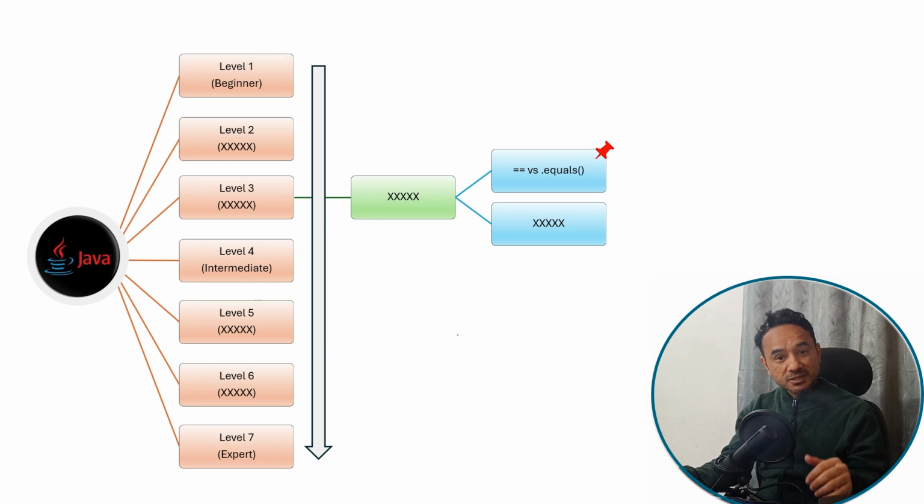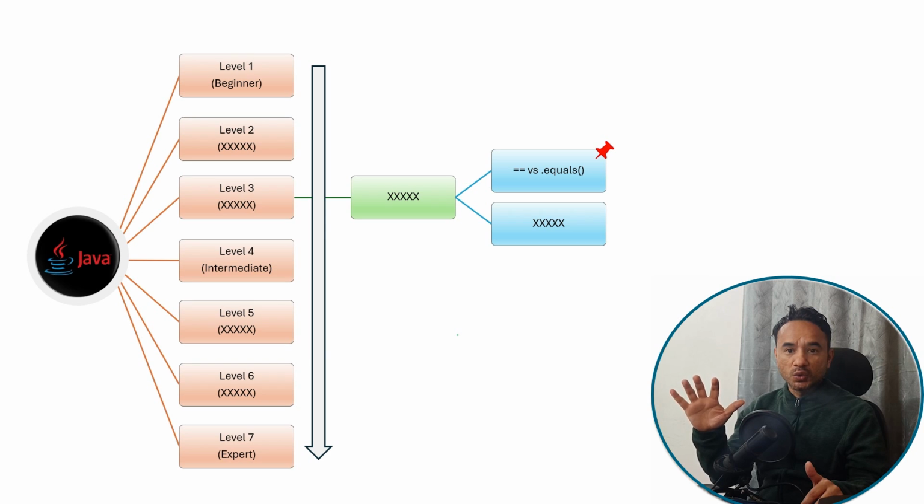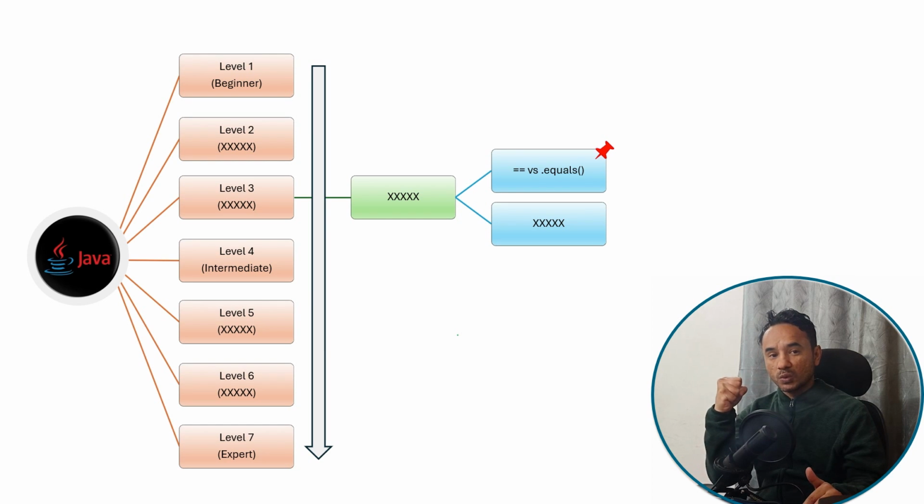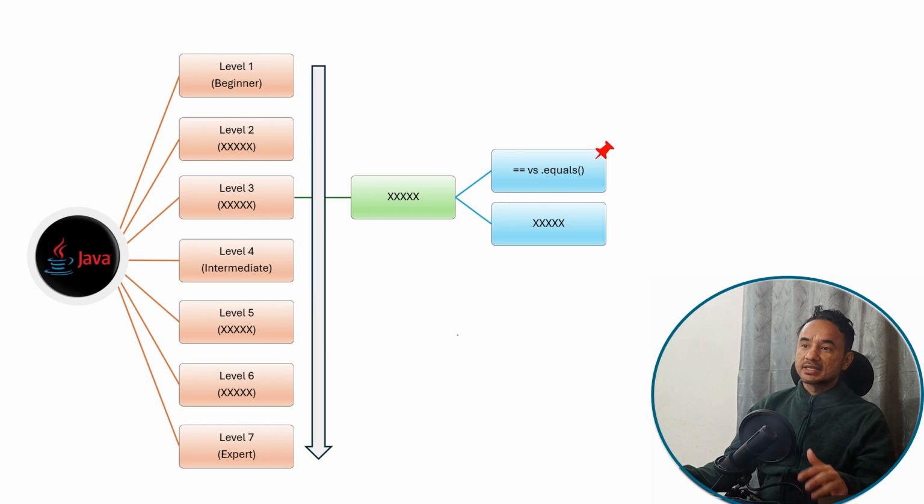Now, to get the maximum benefit from this video, I have got a challenge for you. As we go through this roadmap, just note down the concepts that you don't know, so that by the end of this video, you will have a list of concepts that you should learn to become a Java pro. Okay, so let's start with level 1.